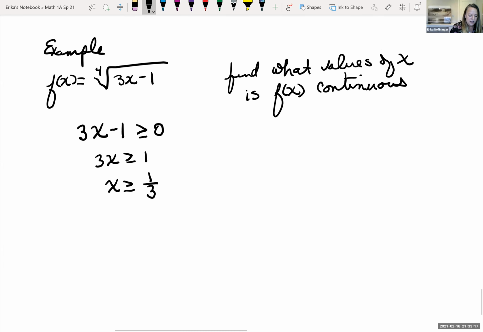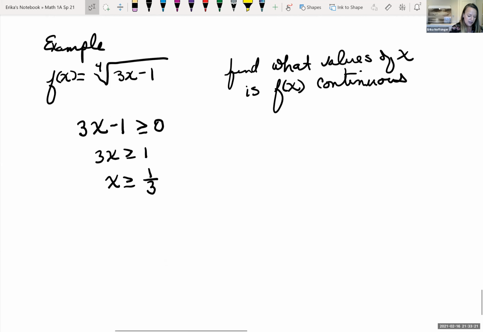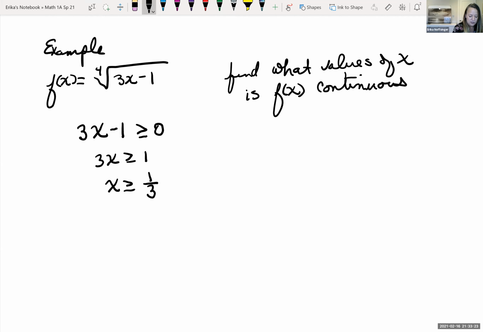And so I know that 3x minus 1 is always continuous. And I know the fourth root of a function is always going to be continuous if the value underneath the radical gives me a positive number. And so we can say then that f of x is continuous basically on our domain from 1/3 to infinity.